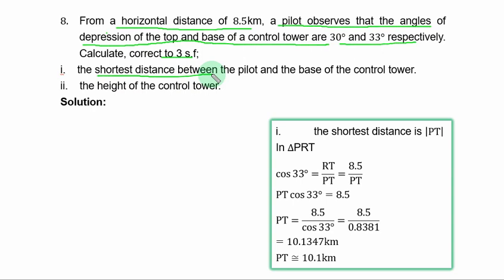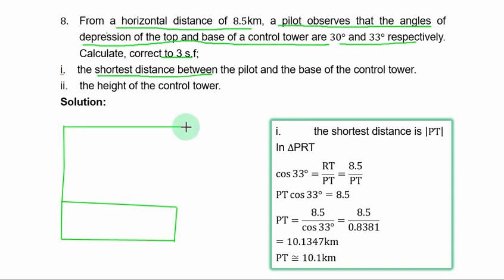Solution. The control tower is a building that can be rectangular or square in nature, and the pilot is above the control tower. So let us take this as the control tower. This is the control tower. Okay, the pilot is above the control tower. This is the eye level of the pilot, looking at the top of the control tower.